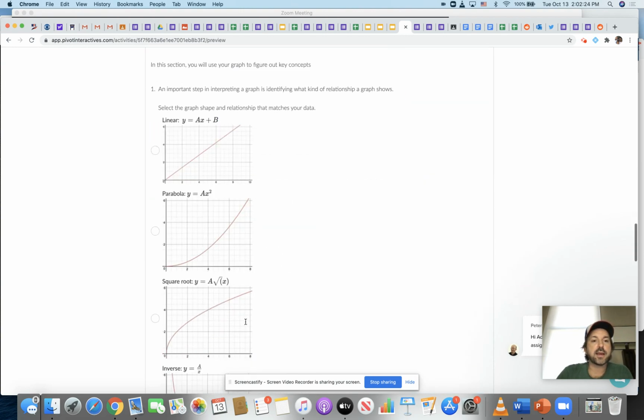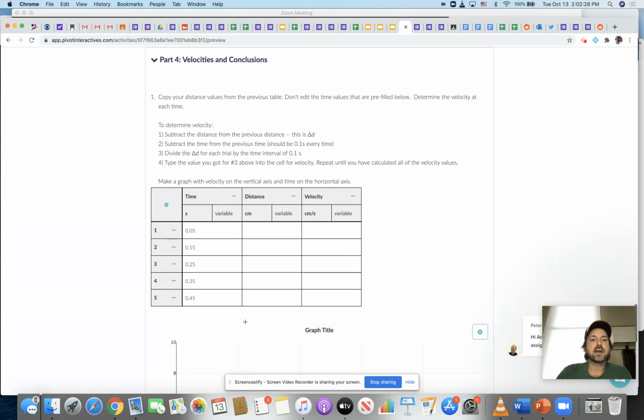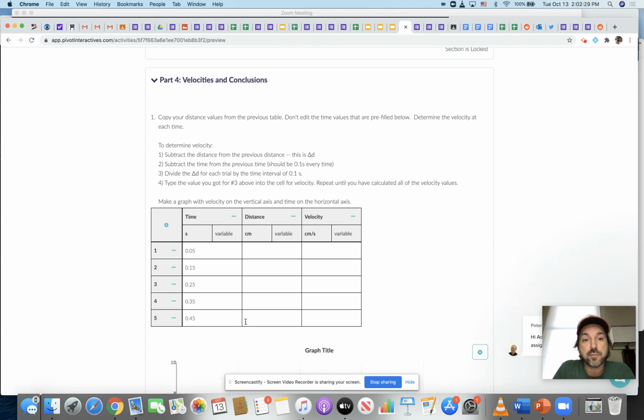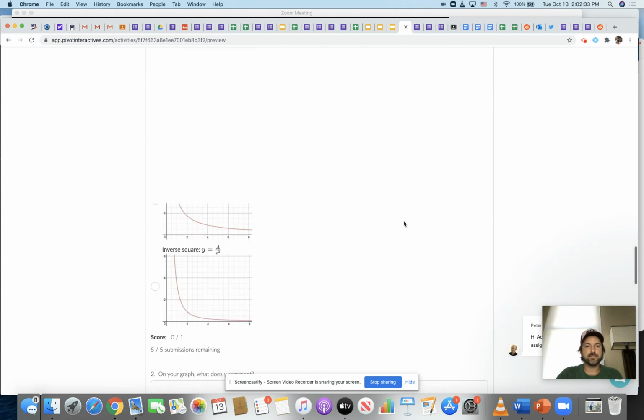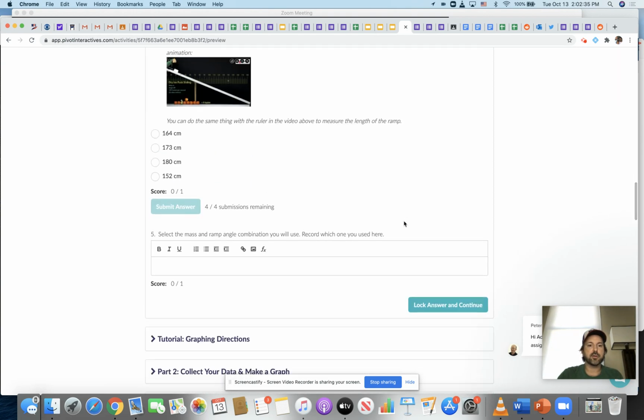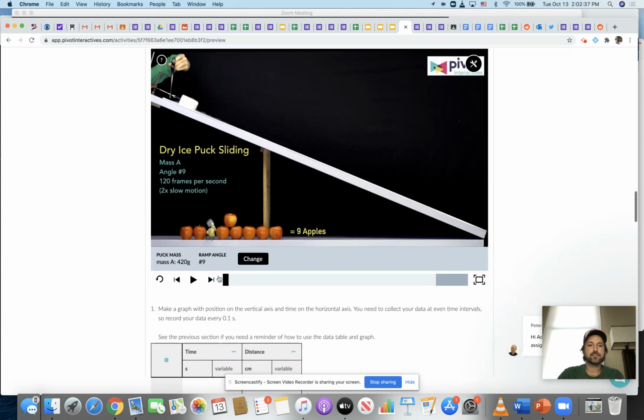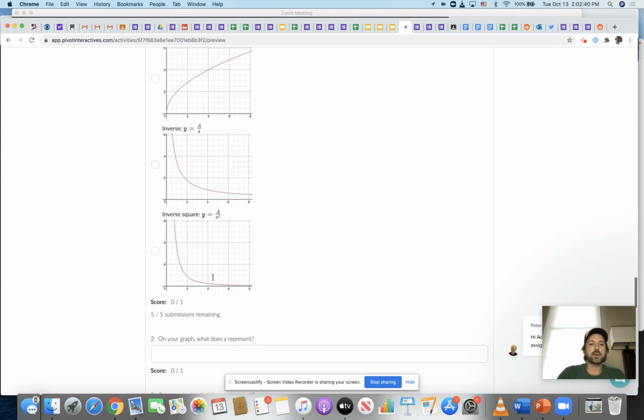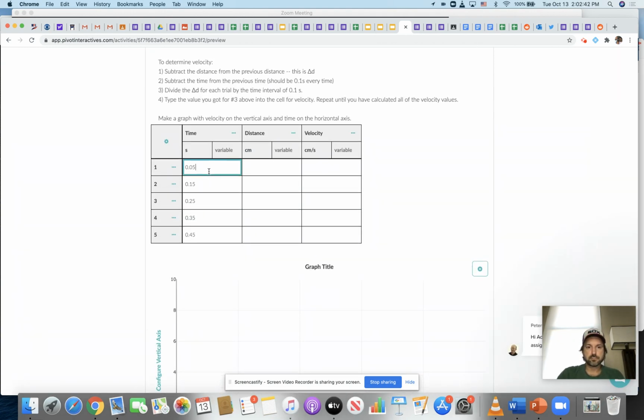The part I want to look at is calculating the velocity. So this is part 4 of your data. Once you get your data, you're going to have your data up here in part 2, and you're going to bring your data down here, and what we want to do is find the velocity of the ice puck at 0.1 second intervals, right?